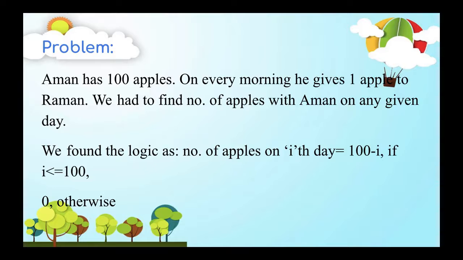So we had Aman had 100 apples, and every morning he gives one apple to Raman, and we had to find the number of apples with Aman on any given day, right? So the logic that we found was that on the first day Aman will have 100 minus 1, 99 apples left because he would have given one apple to Raman, right? Similarly, on the ith day, if we want to find out how many apples are left with Aman, it would be 100 minus i, right? And the case would be for i less than or equal to 100, because on the 100th day Aman would have given the 100th apple also. So after the 100th day, on the 101st day or 102nd day, Aman will have 0 apples left. So we have devised the logic.